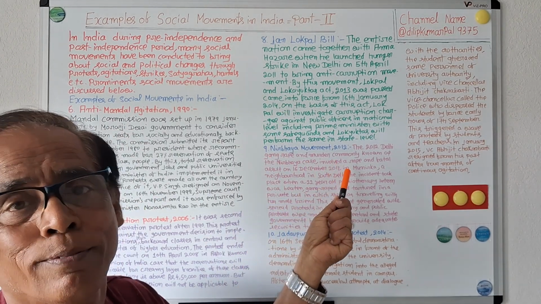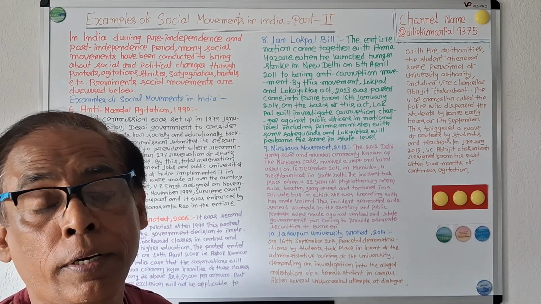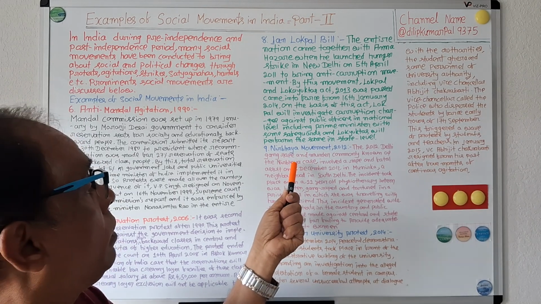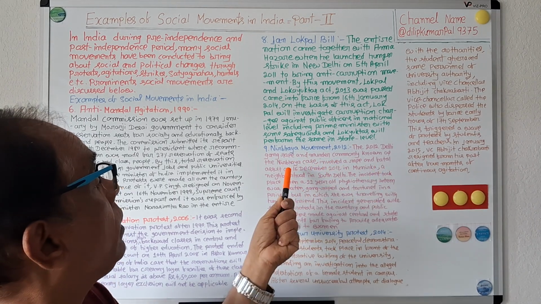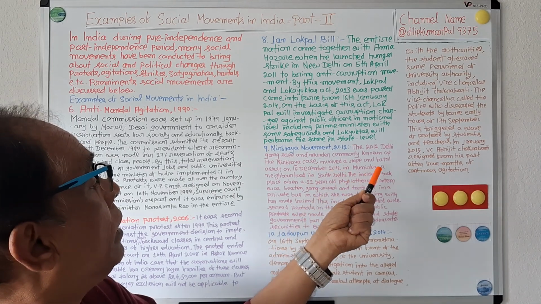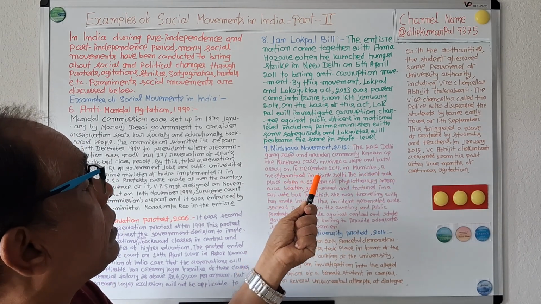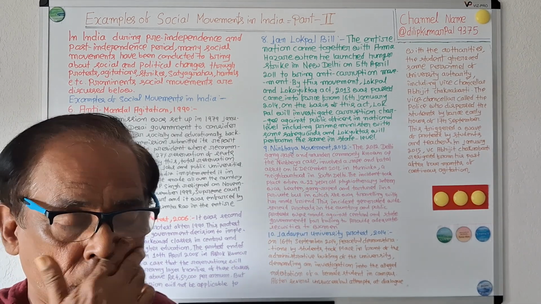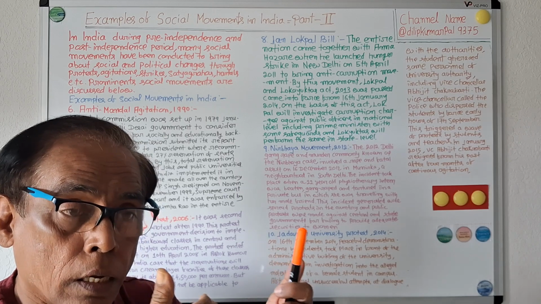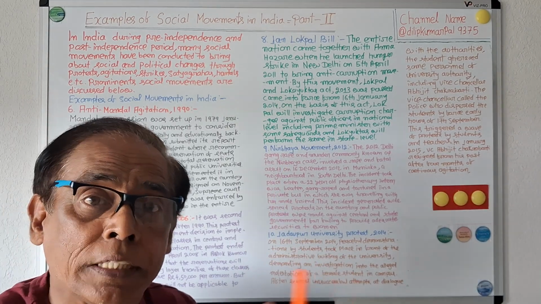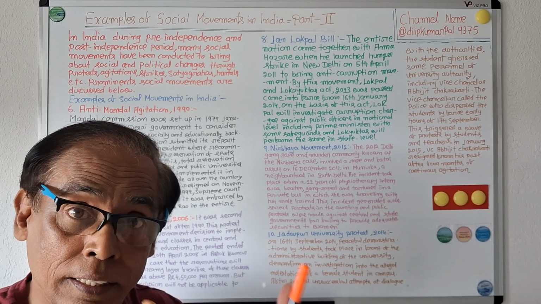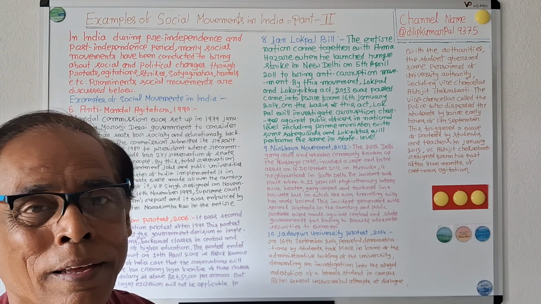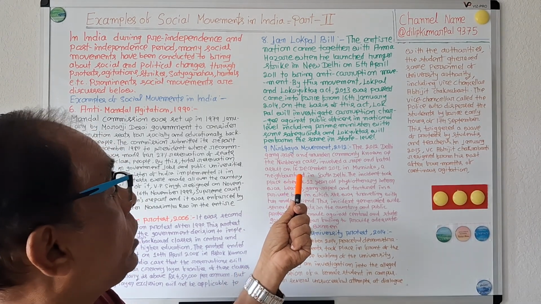Nirbhaya movement 2012. The Nirbhaya movement was another social movement. In 2012, the Delhi gang rape and murder, commonly known as the Nirbhaya case, involved a rape and fatal assault on 16 December 2012 in Munirka, a neighborhood in South Delhi. This gang rape was held on 16 December 2012.